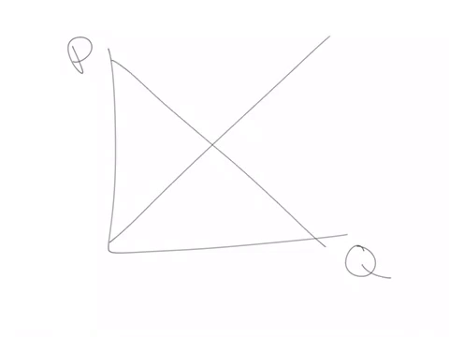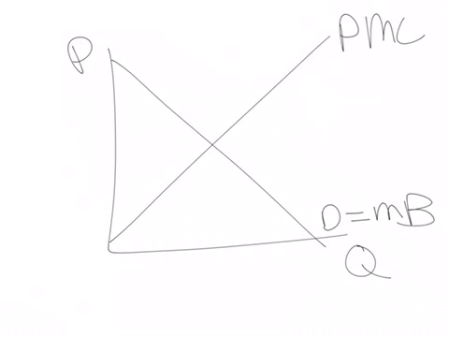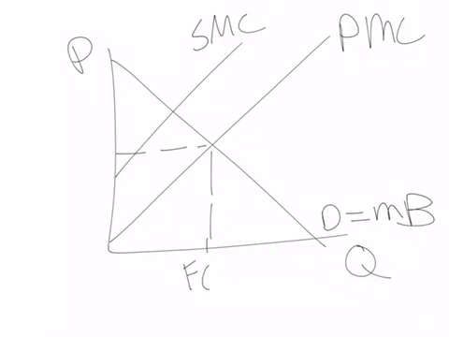Now for a positive externality, you're going to have your price, quantity, your supply, and demand. And this is going to be your private market cost, and this will be your demand or your marginal benefit. Now, if we were to introduce an externality, you're going to have your societal market cost, which will be here. And so your equilibrium for the private or free market will be here. So this will be your free market quantity, so FQ. And then this here will be the quantity that society wants. So this will be your societal quantity.